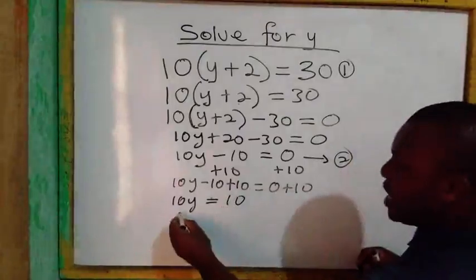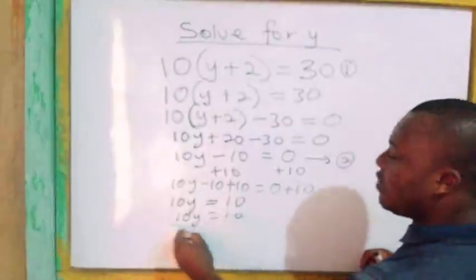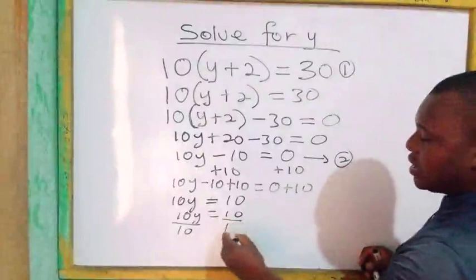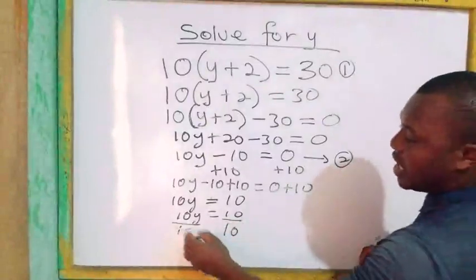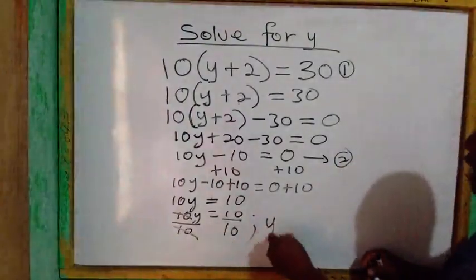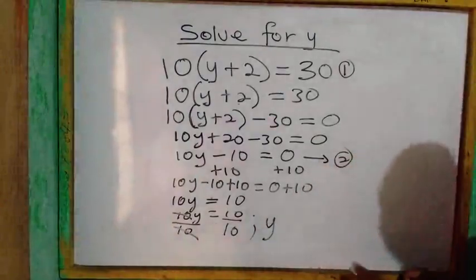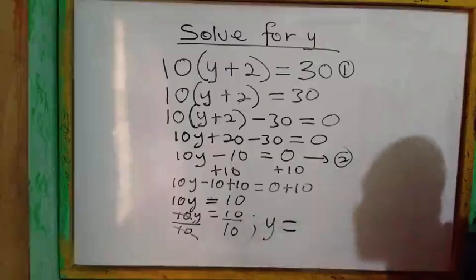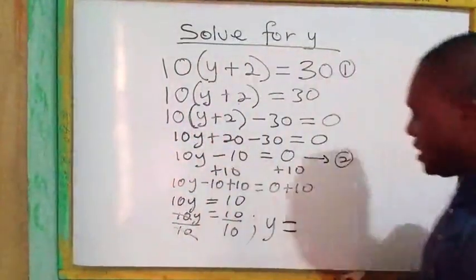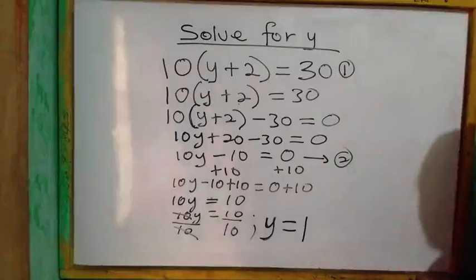So when you get here, you restate it. 10y equal to 10. You divide both sides by 10 so that you can get your y. When you divide both sides by 10, 10 cancels 10. Then we are going to have y. So our final answer, you see y standing alone, y equal to 10 divided by 10, or a number divided by itself is what? 1. So y equal to 1.